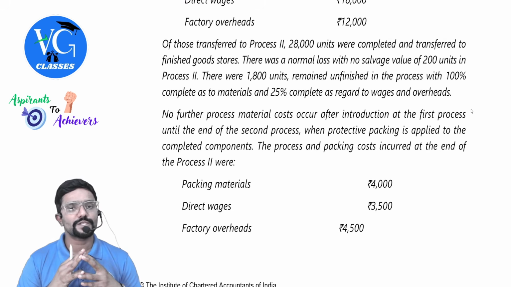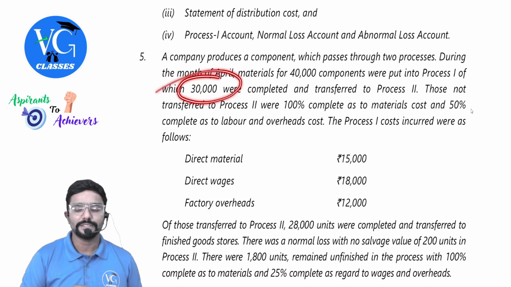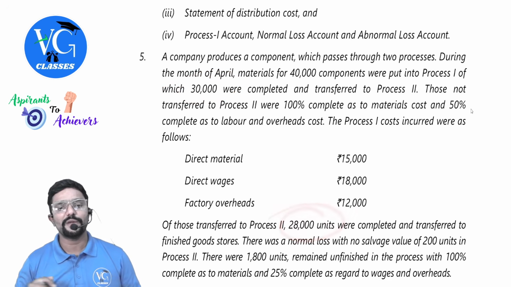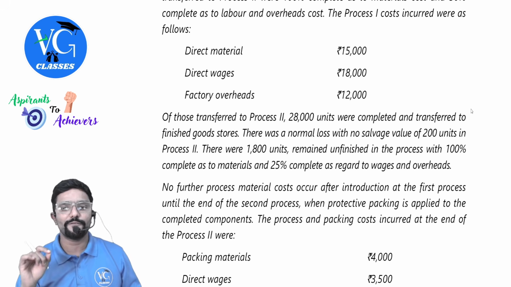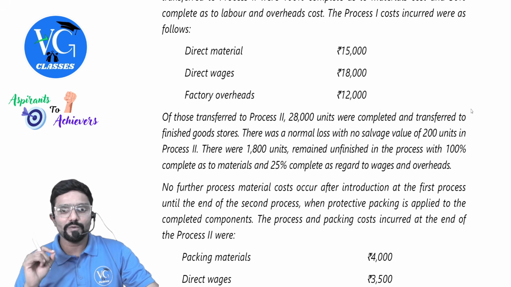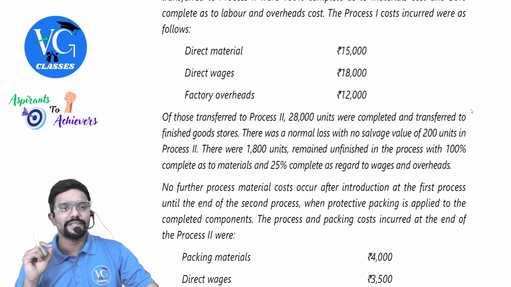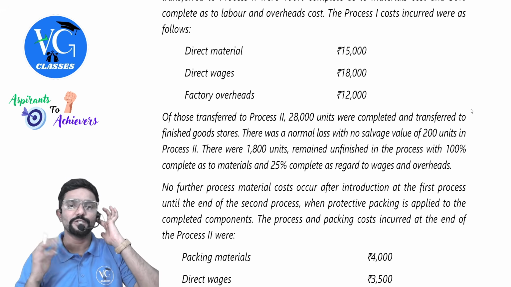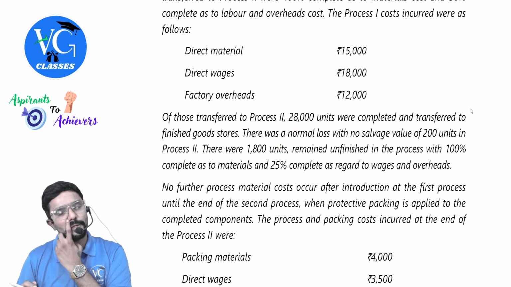Of those transferred to process 2, 28,000 units were completed and transferred to finished goods store. Guys, process 2 you received how many units? 30,000 units. But how much are they transferring to the next process? 28,000. Remaining 2,000, something is there. There was a normal loss with no salvage value of 200 units in process 2. There were 1,800 units remained unfinished. That is nothing but closing work in progress, 100% complete as to the materials and 25% complete as regards to wages and overheads. That means there is no abnormal loss because 28,000 plus 1,800 plus 200 is equal to 30,000.